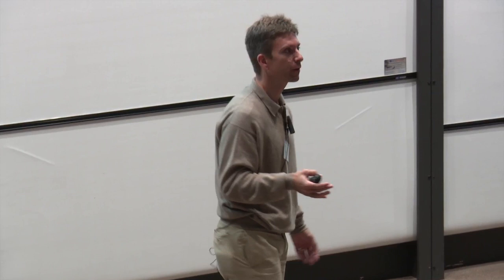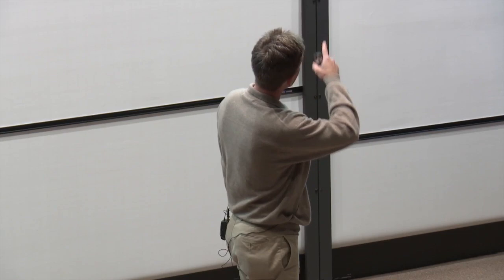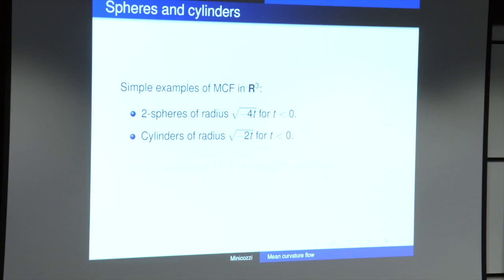So one thing to notice when you work out this ODE, you notice that if you start with any finite radius, that radius goes to zero in a finite amount of time. Once it goes to zero, the solution disappears. This is known as finite time extinction. So the flow only lives for a finite amount of time and then disappears.